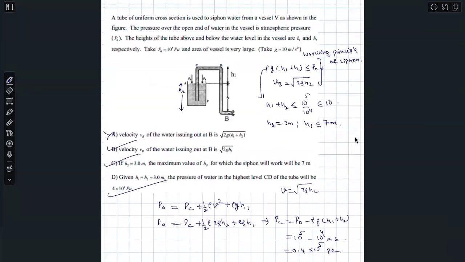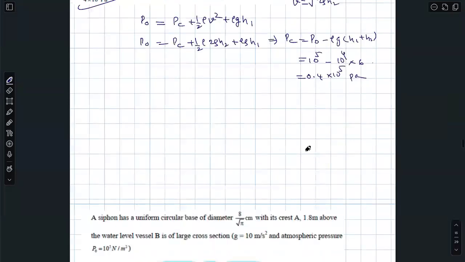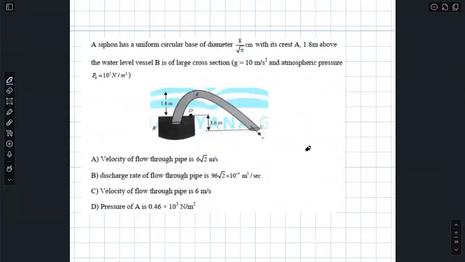When siphon is given, only two conditions should strike in your mind. One, rho g (H1 plus H2) less than or equal to P naught. Two, VB is equal to root 2 g H2. These are the two working principles. Okay. Next question. So long as the tube is uniform, the speed throughout the tube is the same.